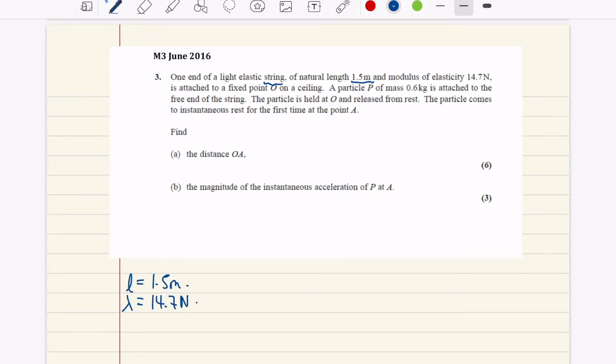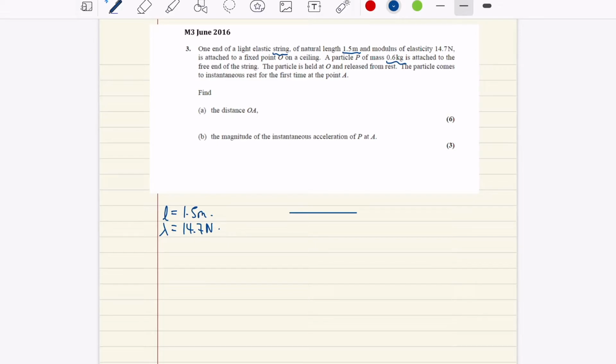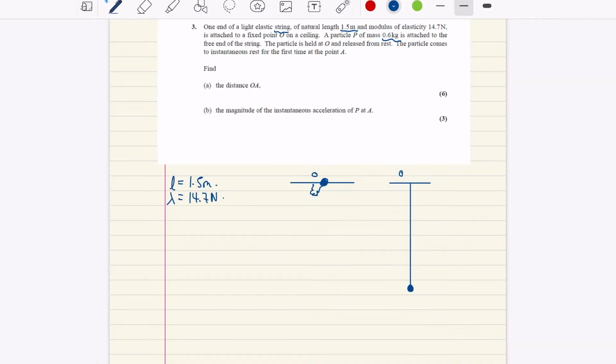A particle P of mass 0.6 kg is attached to the free end of the string. The particle is held at O and released from rest. The particle comes to instantaneous rest for the first time at point A. Initially, the particle is held here with the string, and the string is slack since it doesn't have compression. Then it released the particle. Find the distance OA.